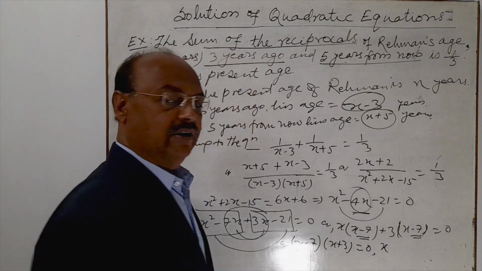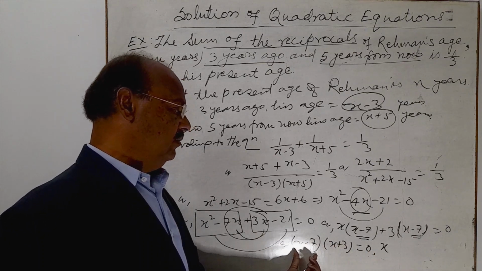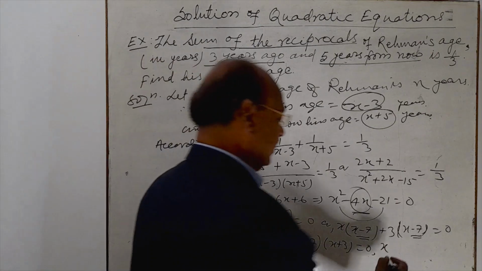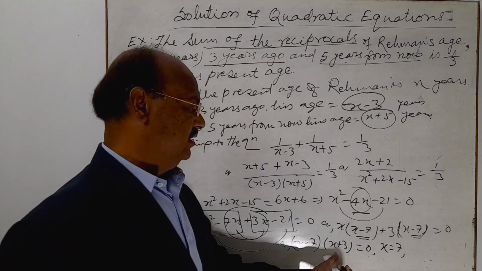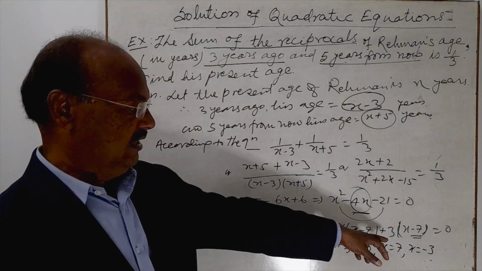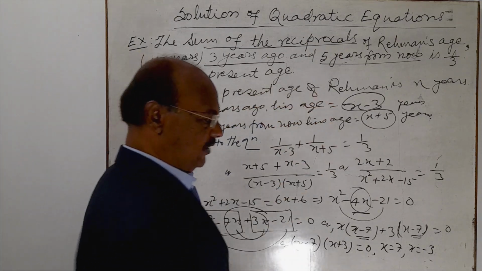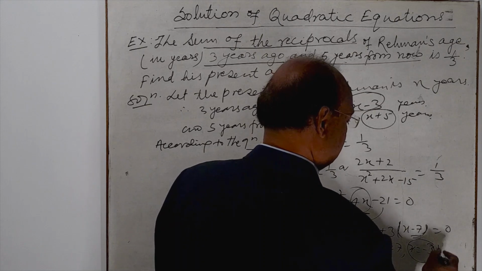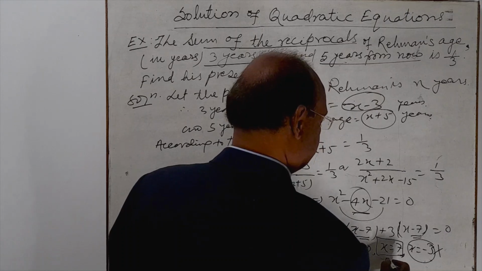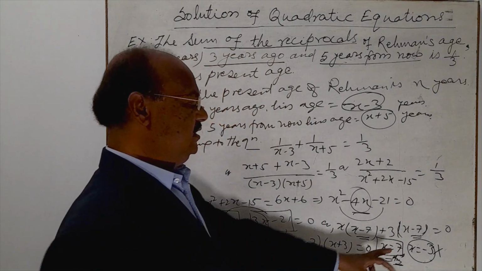So you will get two values of x. Either this part will be 0 or that part is 0. When x minus 7 is 0, you will get x is equal to 7. And when x plus 3 is equal to 0, you will get x is equal to minus 3. But what is x? We have taken x as the present age of Rehman. So it cannot be a negative number, correct? So this is not acceptable. So we are getting x is equal to 7. This is the present age of Rehman. So this is the answer. The present age of Rehman is 7.